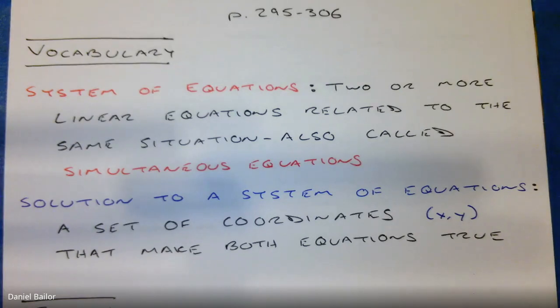Another word for systems of equations is simultaneous equations. So you might see both in your book. I grew up with system of equations. I probably won't use simultaneous equations too often, but just so you know, they are the same thing.